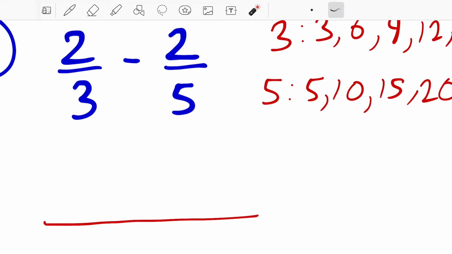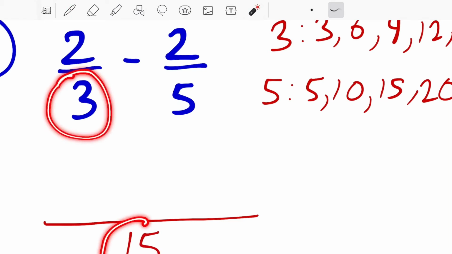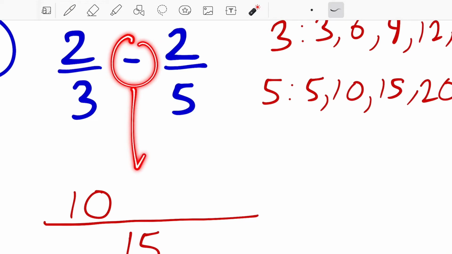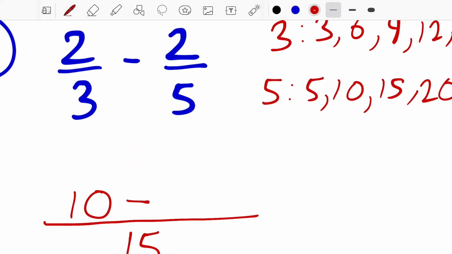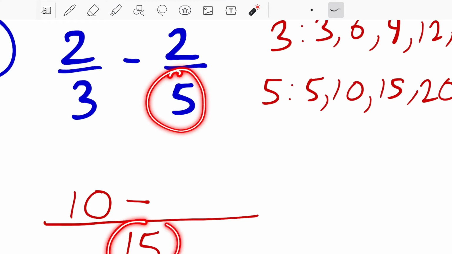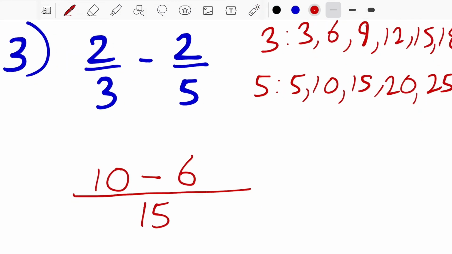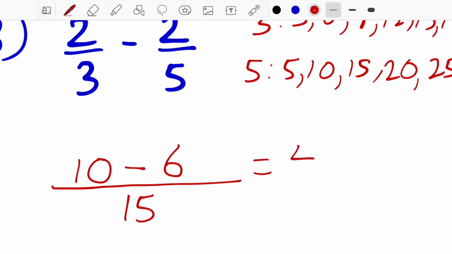Notice for small numbers we can also multiply the denominators. 3 times 5 is also 15. So 3 into 15, or 15 divided by 3, is 5, and 5 times 2 is 10. So 2/3 is equal to 10 over 15. Subtract. 5 into 15, or 15 divided by 5, is 3. 3 times 2 is 6. So 10 minus 6 is 4. 4 over 15 is your answer.